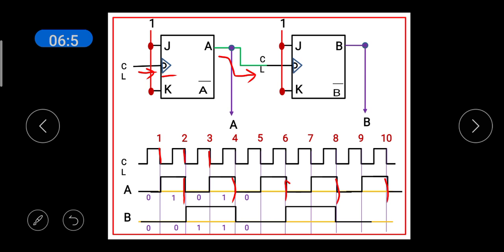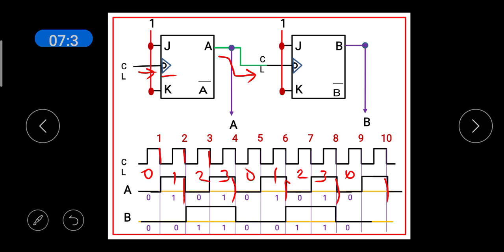If you see the count and write the decimal equivalent, 0, 0 before the first clock pulse corresponds to the decimal equivalent 0. 0, 1 corresponds to the decimal equivalent 1. 1, 0 corresponds to the decimal equivalent 2. 1, 1 corresponds to the decimal equivalent 3, and 0, 0 corresponds to 0. For the next count, it is 0, 1, which corresponds to 1, then 1, 0, which corresponds to 2, then 1, 1, which corresponds to 3, 0, 0, back to 0.